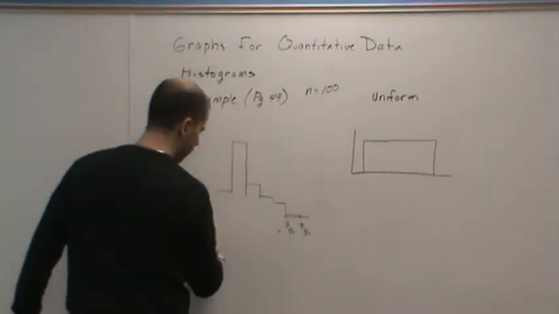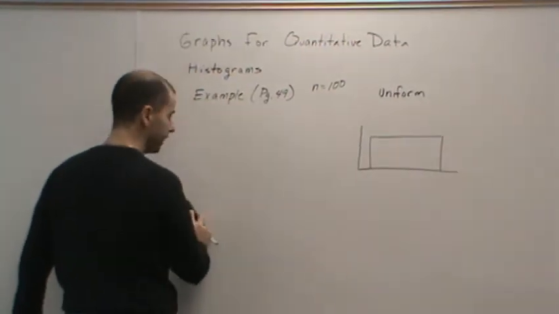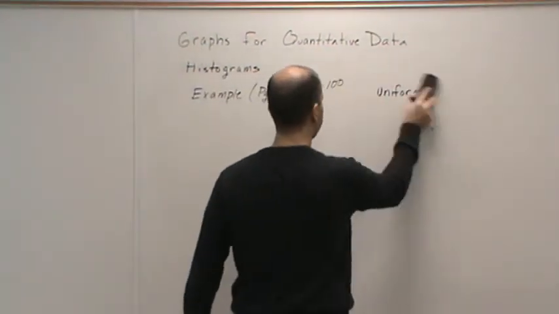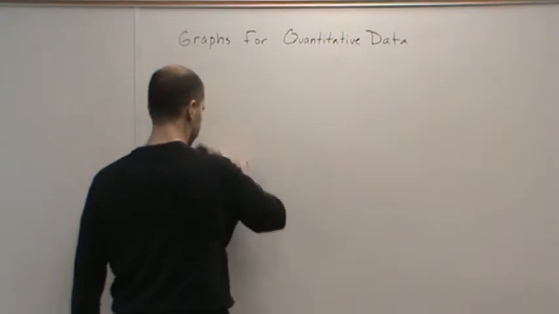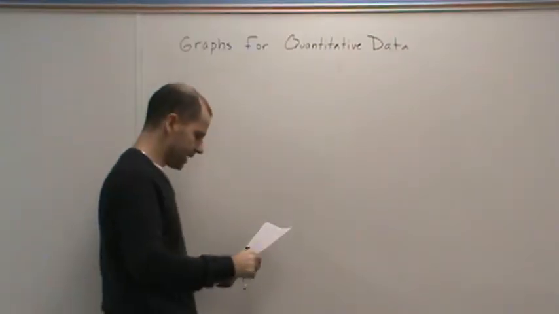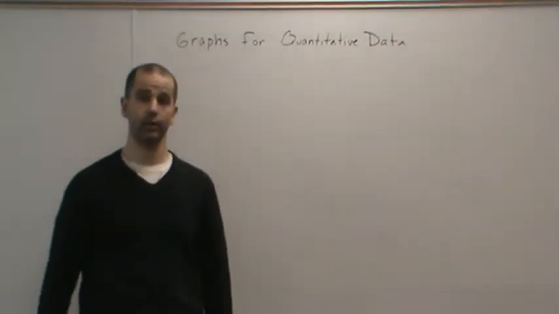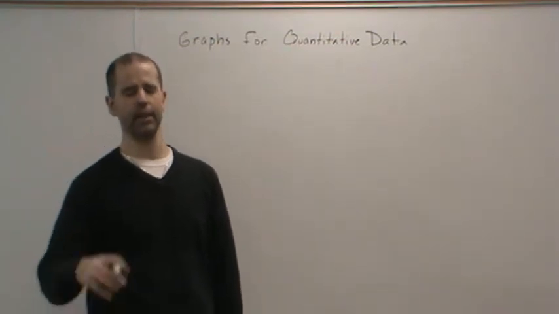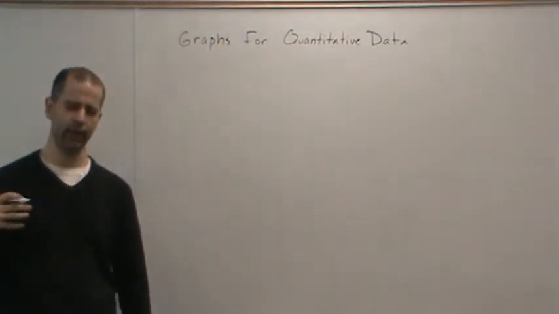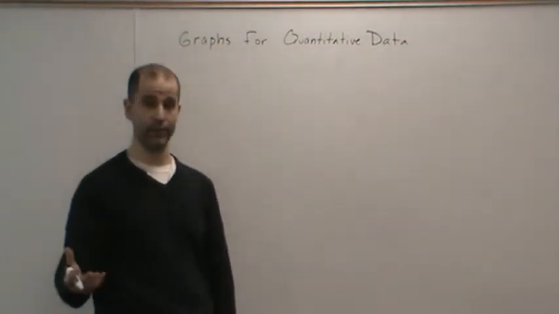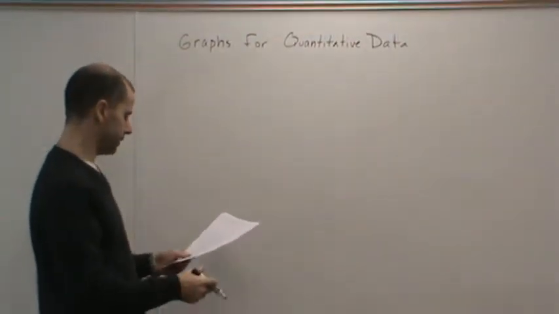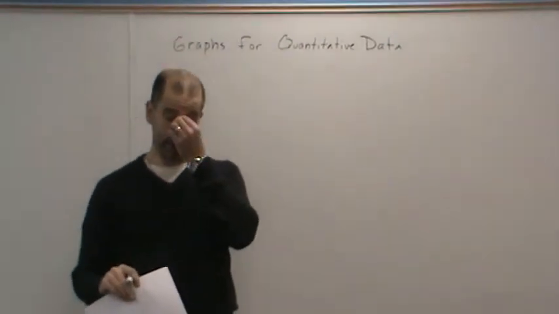So now let's talk about other types of graphs. The next type of graph that we're going to discuss is called a stem and leaf diagram, a stem and leaf plot, a stem and leaf graph, however you want to call it. Different texts call it different things.